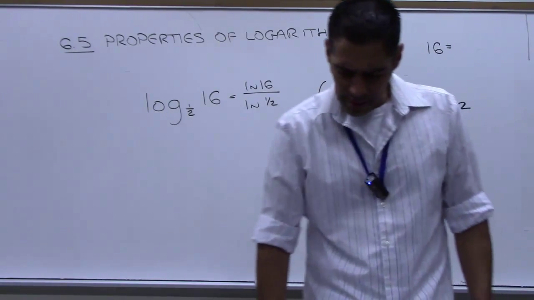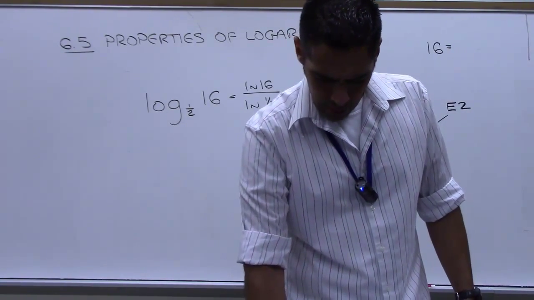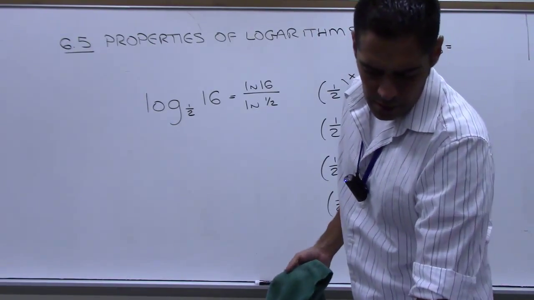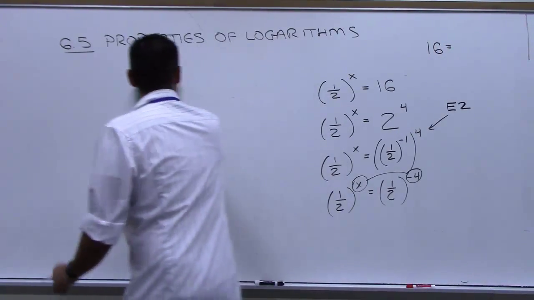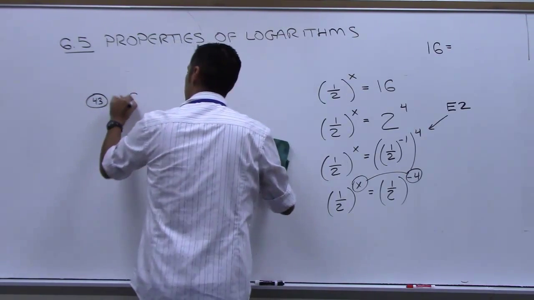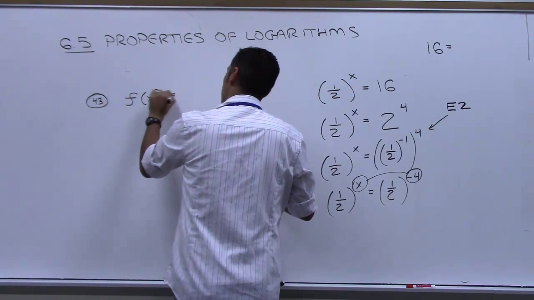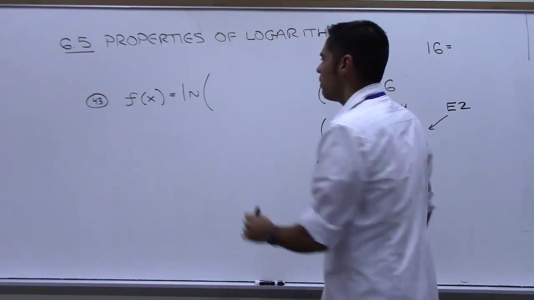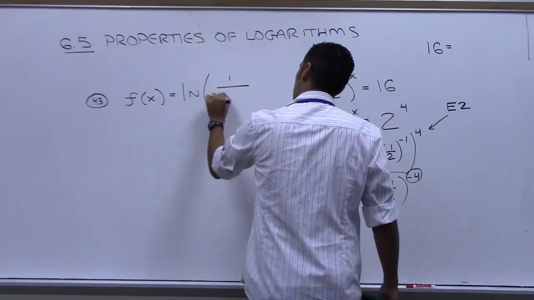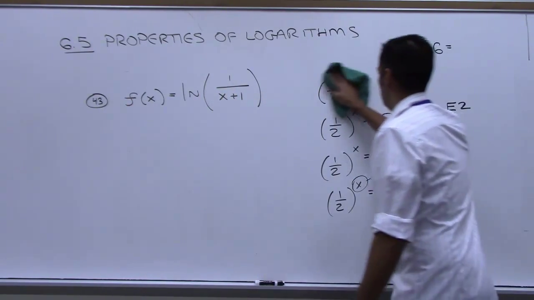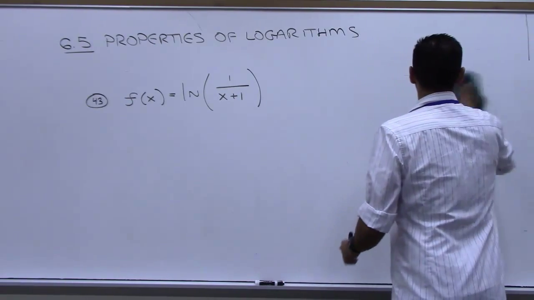43. 43? See, this is the type of problem I thought someone would ask about. Good. They give you a function, this number 43, from the homework from last class. They give you a function, f of x. It's defined to be natural log of 1 over x plus 1. And it's asking for the domain of this function. Domain.